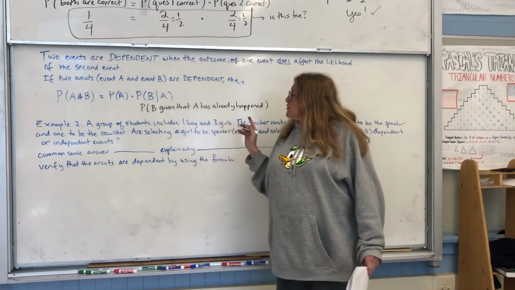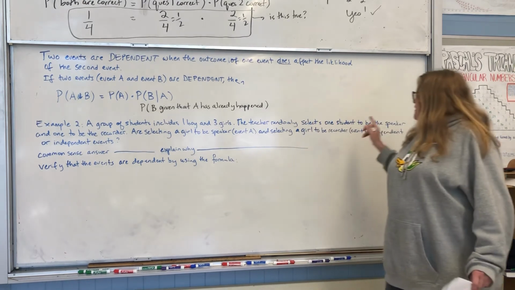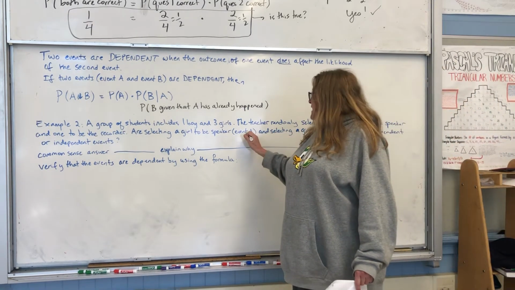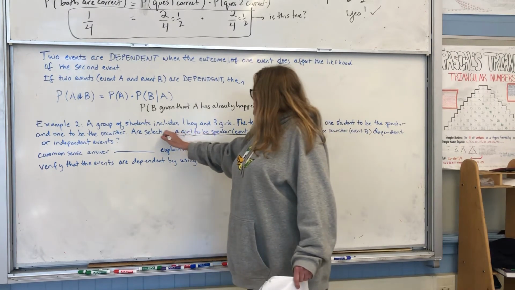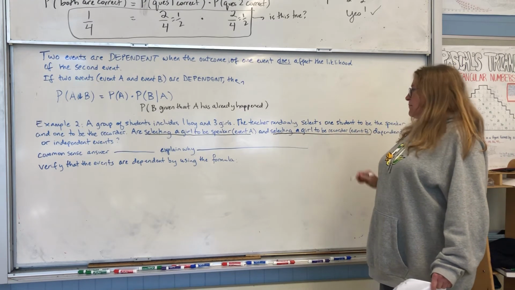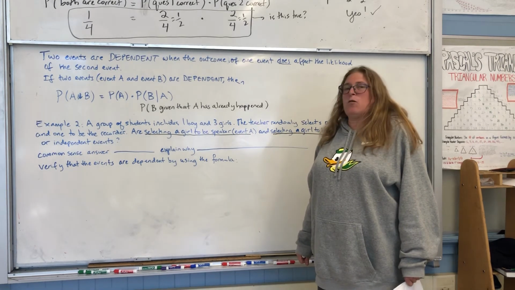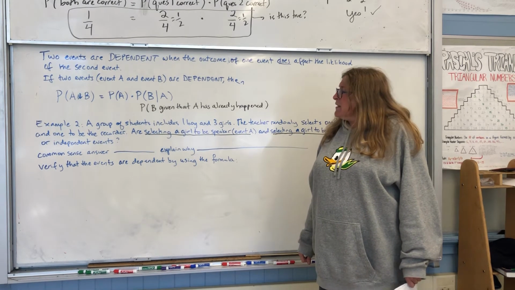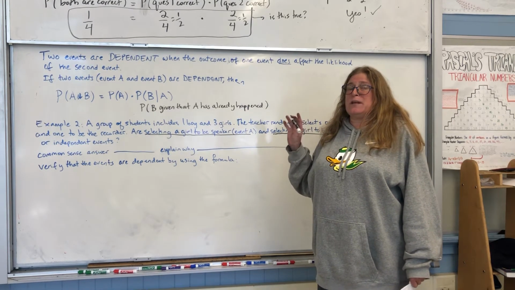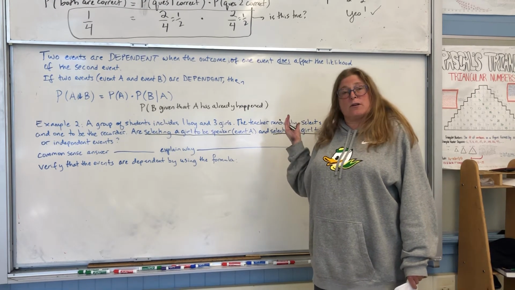Okay, guys, we have a group of students that includes 1 boy and 3 girls. The teacher randomly selects 1 student to be the speaker and 1 to be the recorder. So event A is selecting a girl to be a speaker and then selecting another girl to be the recorder. Okay, first let's use our common sense. Are those events dependent or independent? Or in other words, if I select a girl first for the speaker, does that change the likelihood that I'm going to select a girl for the recorder?